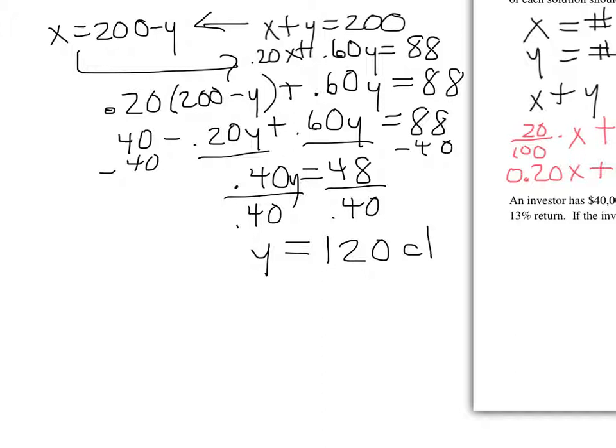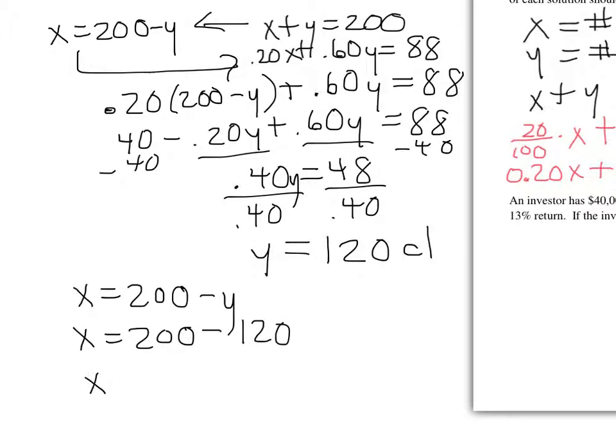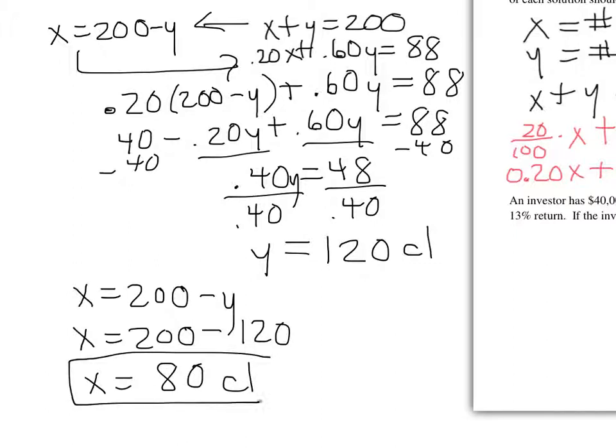What is x? Well, the easiest way to find that out is go back to our x equals 200 minus y. Altogether we have 200 centiliters of this liquid. So we get x equals 200 minus 120. So we get x equals 80 centiliters. So we want 80 centiliters of our 20% solution and 120 centiliters of our 60% solution.